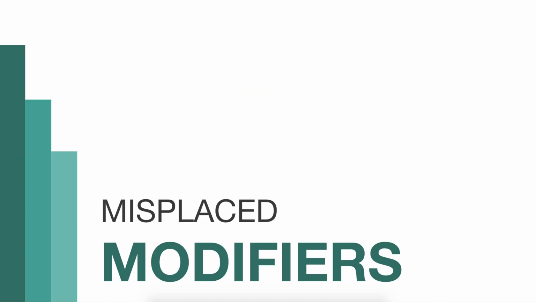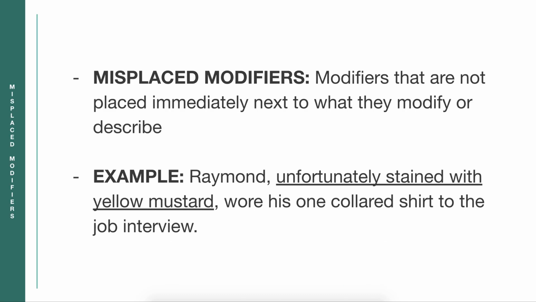However, sometimes people make mistakes with modifiers, and one of those mistakes that people make is misplacing them. So a misplaced modifier is a type of mistake that people make when they use modifiers in their writing. Now, a misplaced modifier is a modifier that is not placed immediately next to whatever it is describing or modifying. Our example is at the bottom. Raymond, unfortunately stained with yellow mustard, wore his one collared shirt to the job interview.